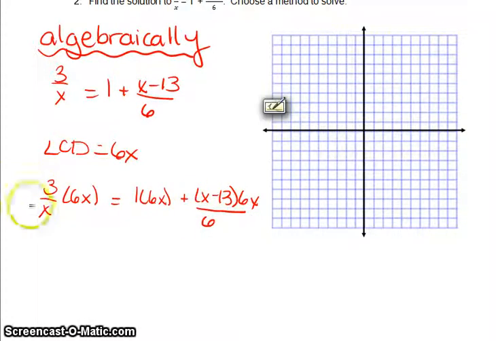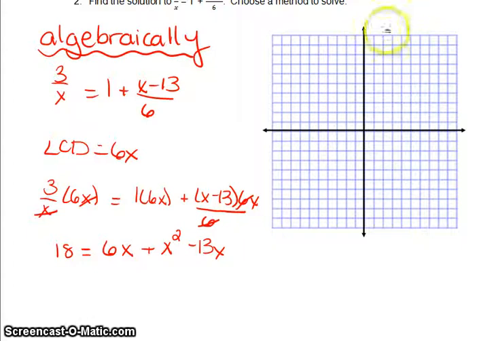So now let's start canceling some terms out. Here the x's will cancel. We can't cancel anything in our second term because there's no denominator. And in our third one here, we can cancel out those 6's. So what we're left with is 3 times 6 is 18 is equal to 1 times 6x, that'd be 6x, plus x minus 13 times x. We can distribute that if you don't mind us doing that in one step. So x times x is x squared. Negative 13 times x is negative 13x.